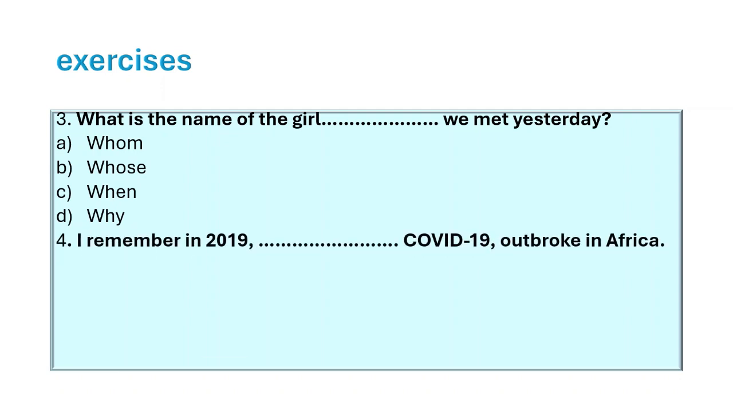Number 4. I remember in 2019 dash COVID-19 outbreak in Africa. A. Why. B. Which. C. When. D. Whose. Write the best answer for the fourth question.